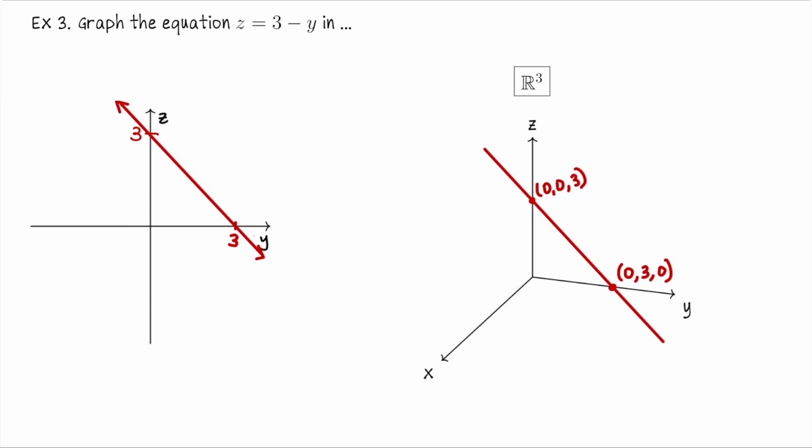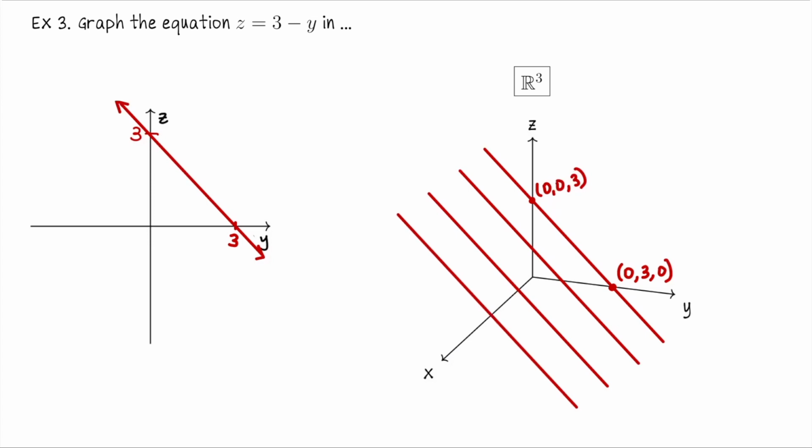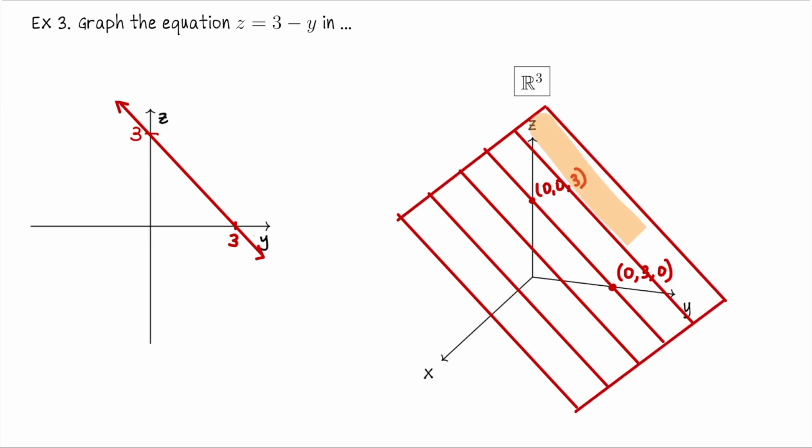But x doesn't appear in this equation. We have no constraint on x. So we could also let x equal 1. So I can essentially translate this line we drew down the x-axis. But we can do that for any value of x, and also negative values of x to go in the other direction. And what we end up sketching is a plane. This plane, of course, continues up and down and left and right. Okay, so that's probably the best picture I can draw of the equation z equals 3 minus y in R3.